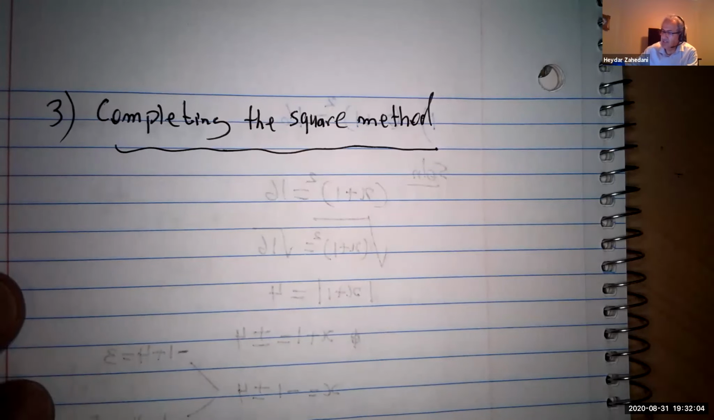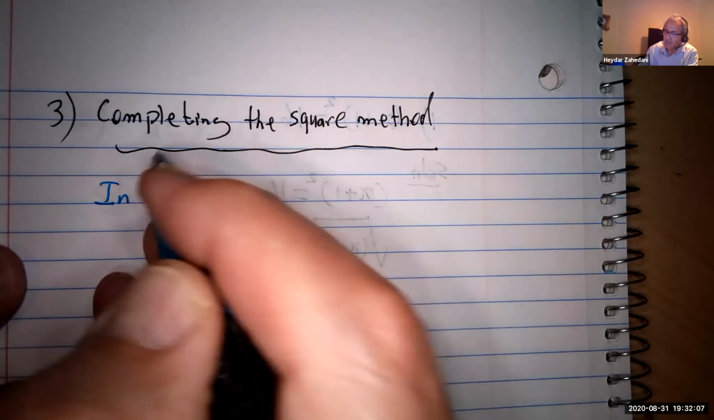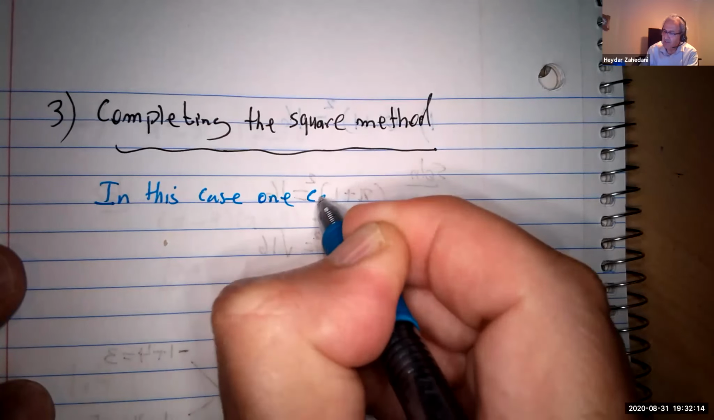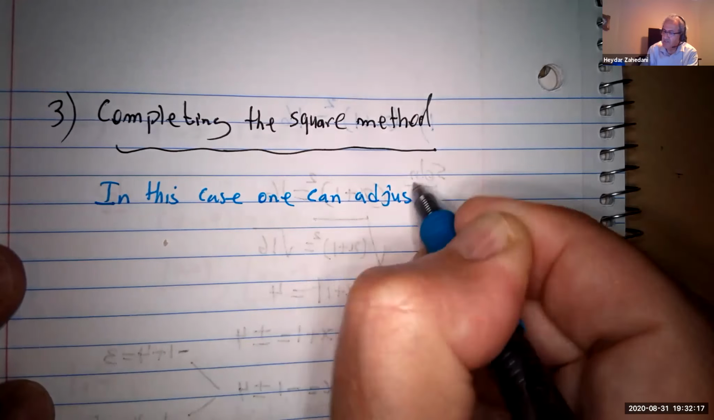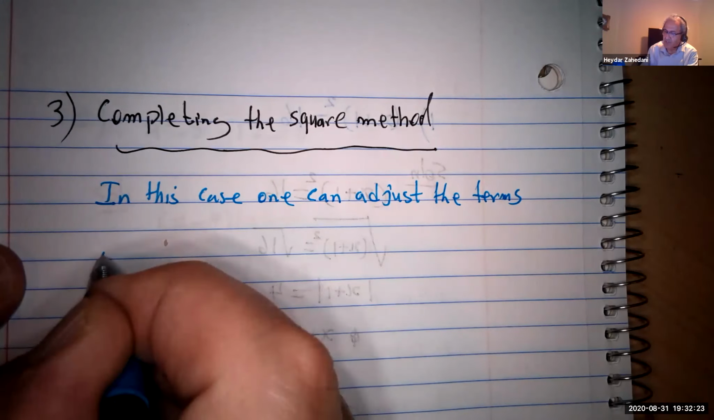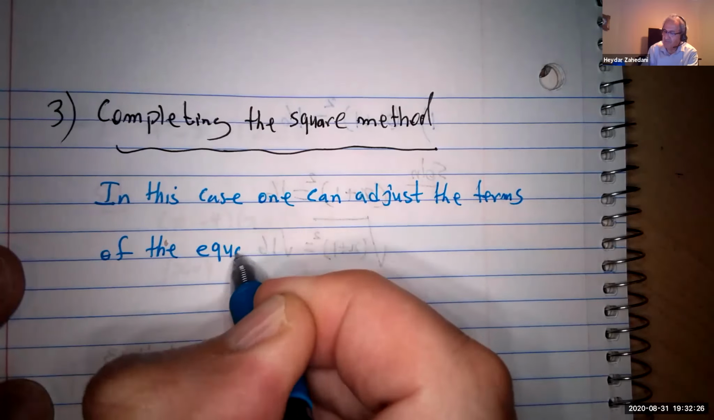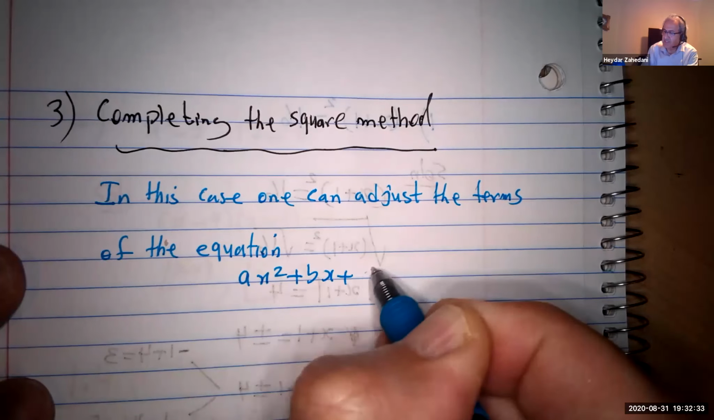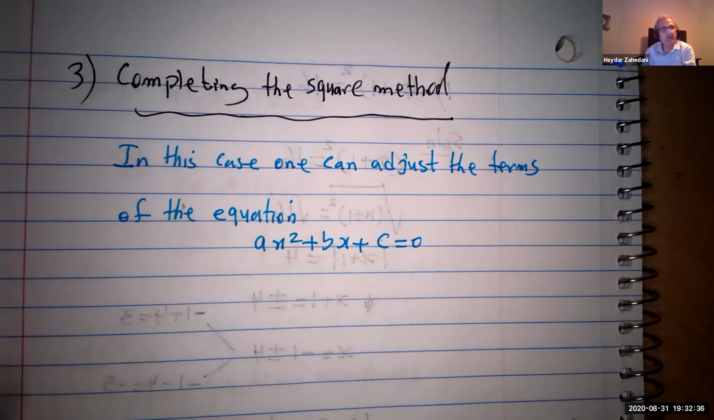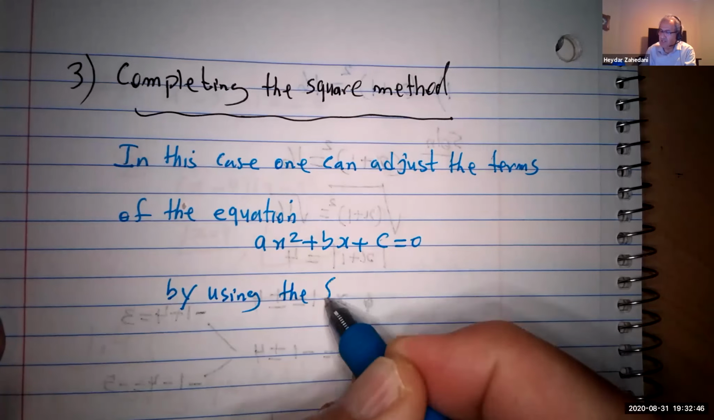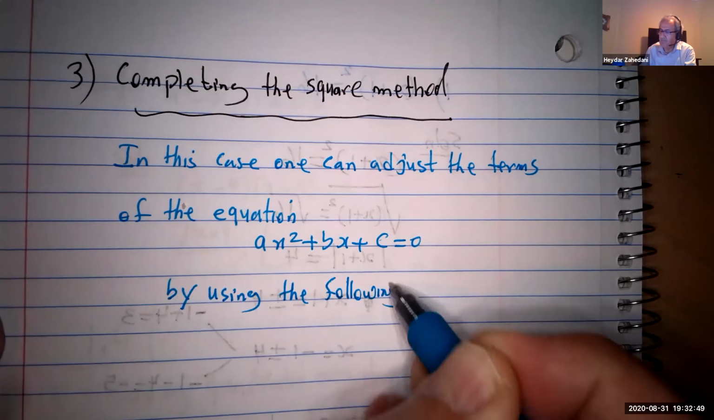Okay, so what we're going to do in this case, one can, if you like, adjust the terms of the equation. This is your equation, ax squared plus bx plus c equal to 0. Adjust the terms of the equation by using the following identity, if you like.